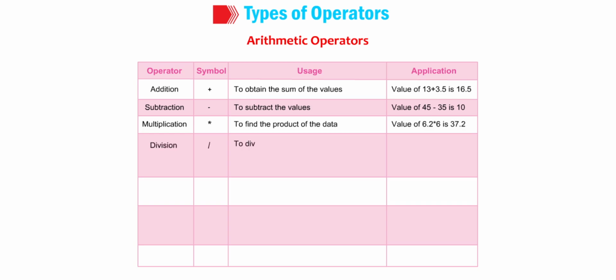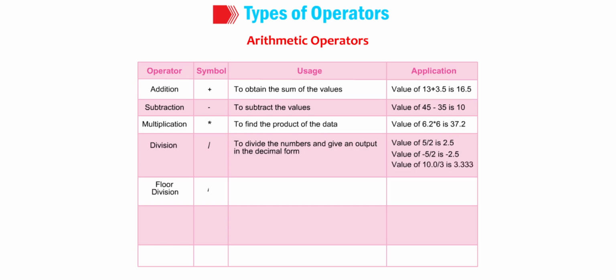Division. To divide the numbers and give an output in decimal form. Value of 5 divided by 2 is 2.5. Value of minus 5 divided by 2 is minus 2.5. Value of 10.0 divided by 3 is 3.333.